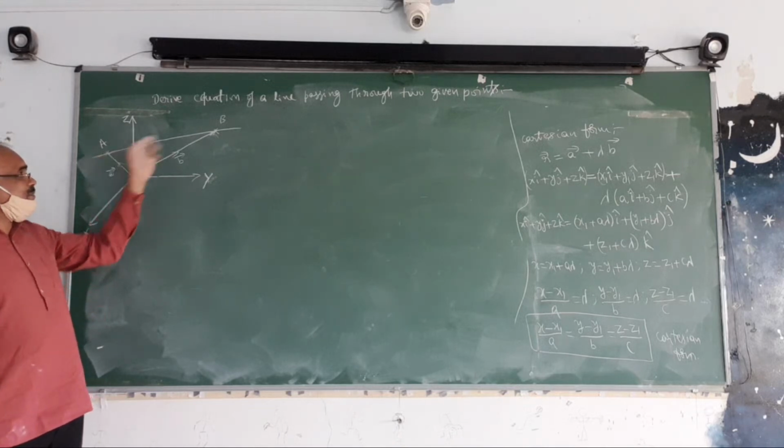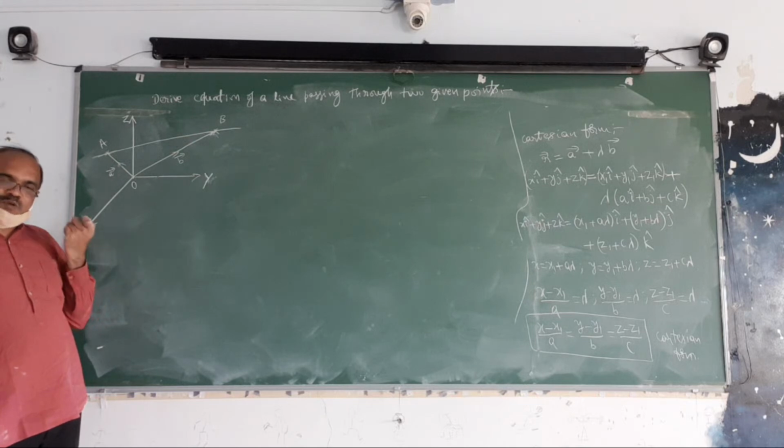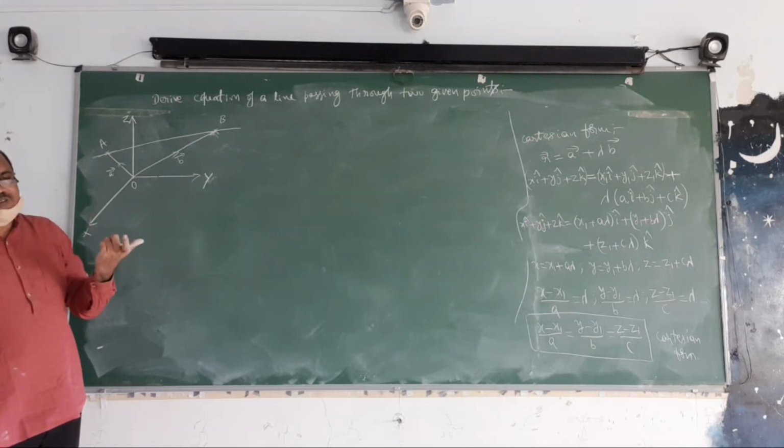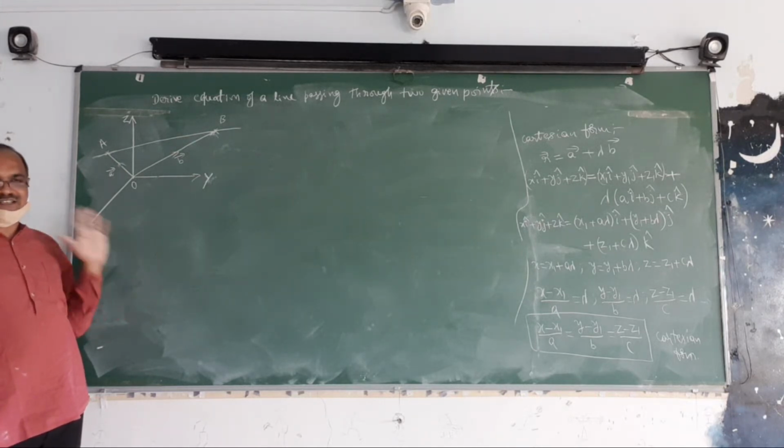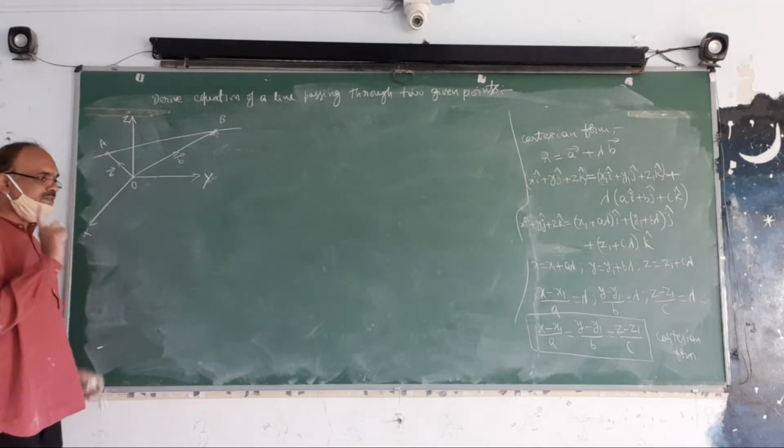Then you take any one point. You have 2 points here, so you can take any one. Now you know 1 point and you know the direction ratios, so you will get the equation of the line. That's the concept behind it. But let us write step by step here. So please observe, don't write.